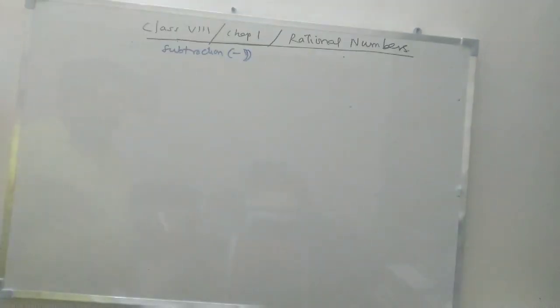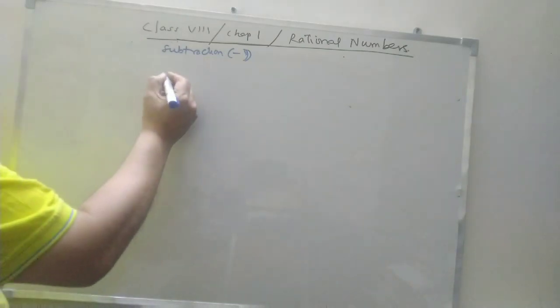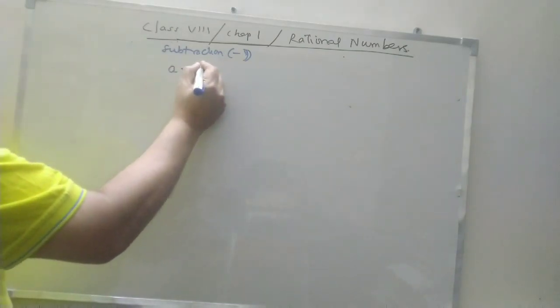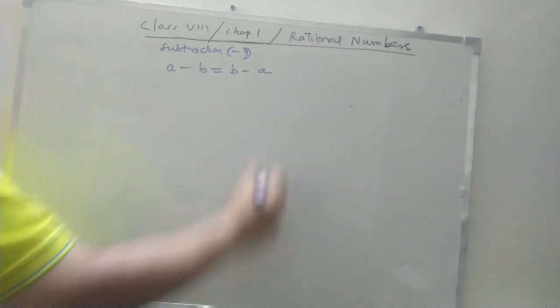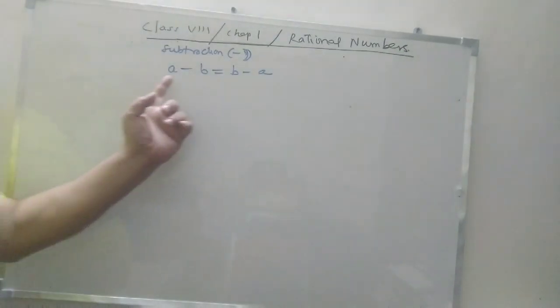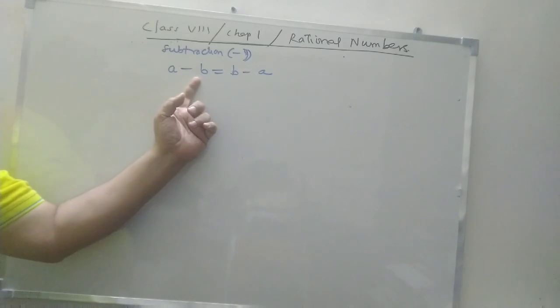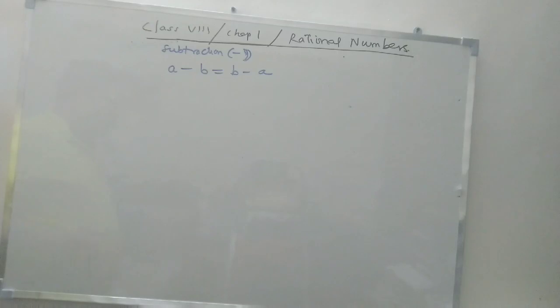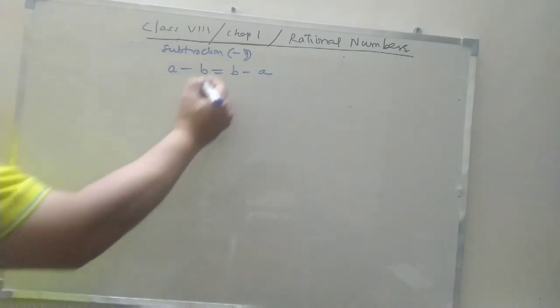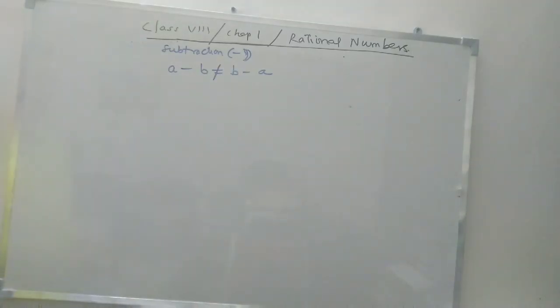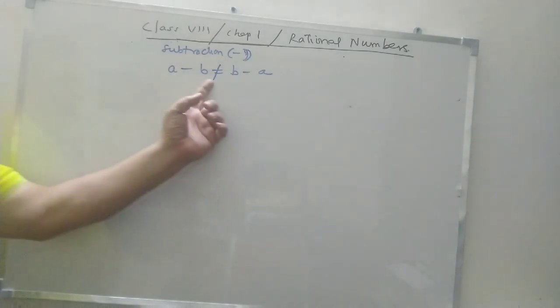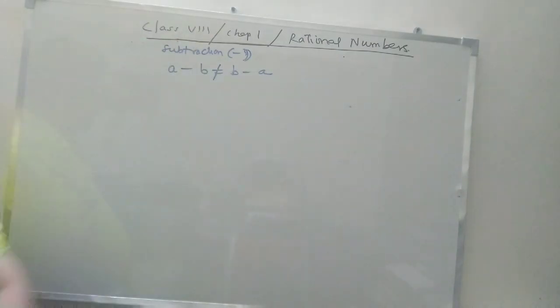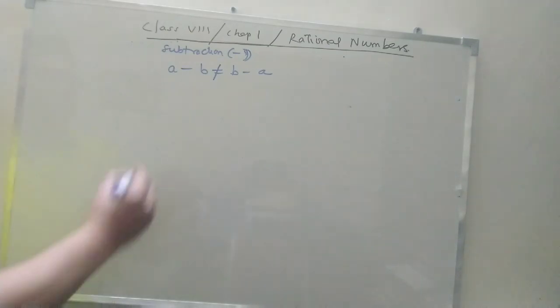Now when we talk about subtraction, there are not many properties, only 1 or 2 properties. First of all, is it true that a minus b will be equal to b minus a? 2 minus 1 is 1, but 1 minus 2 is minus 1, and 1 is not equal to minus 1. So this property is not correct. So we can't say that a minus b will be equal to b minus a. So we can say commutative law does not hold.